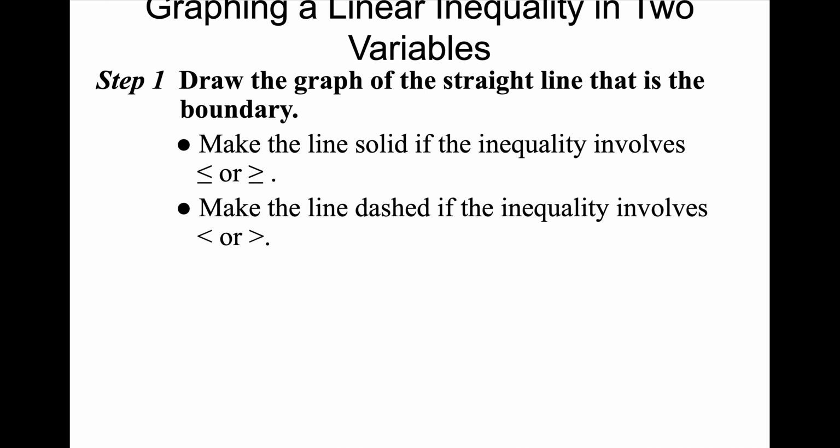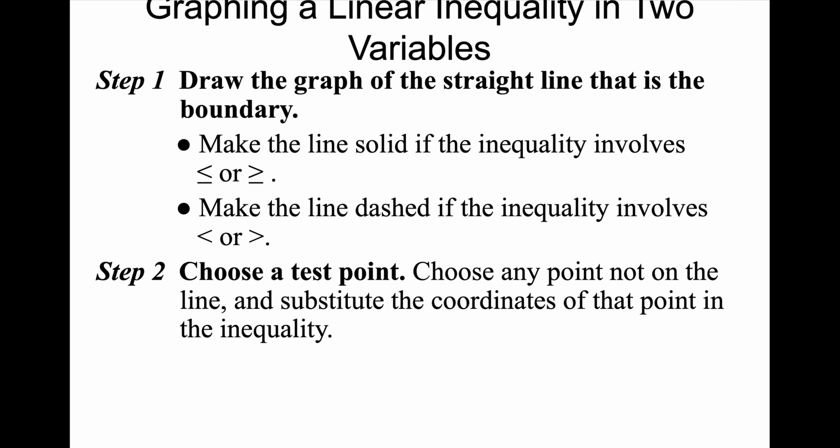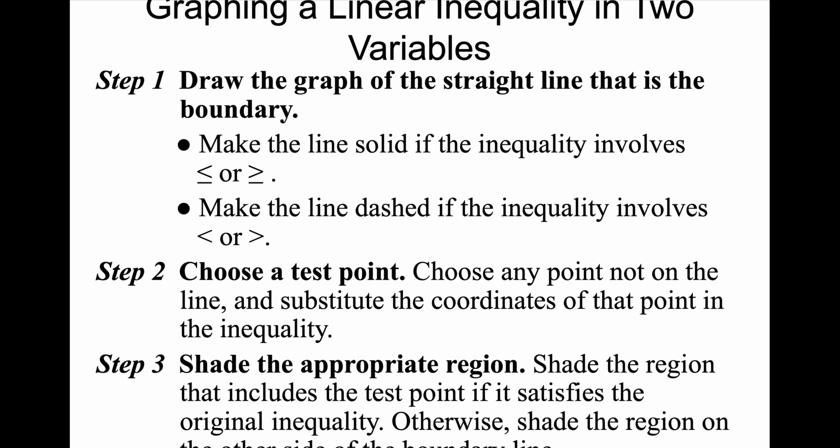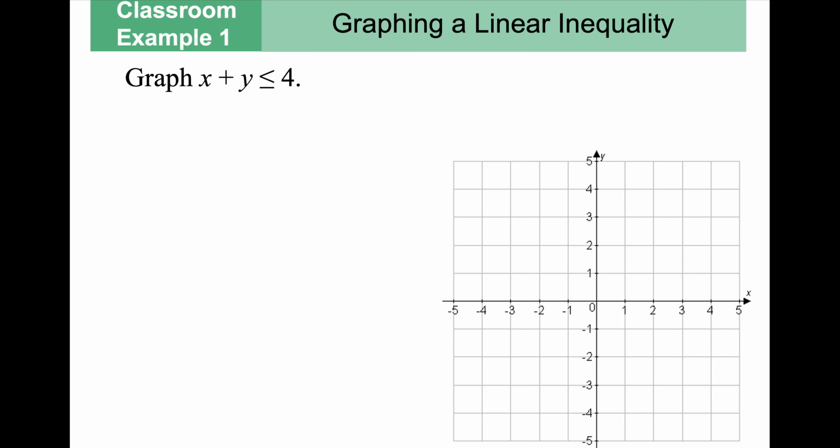So the first thing we're going to do is ignore the inequality. We're going to draw the graph of this straight line. Then we're going to make that straight line solid if there's an equal to, dotted if there's no equal to. The next step would be to choose a test point, so a point above or below the line, because it's going to divide the coordinate plane into two regions. Once we choose that test point, we're going to plug it in, and if it's true, we shade the area that contains the test point.